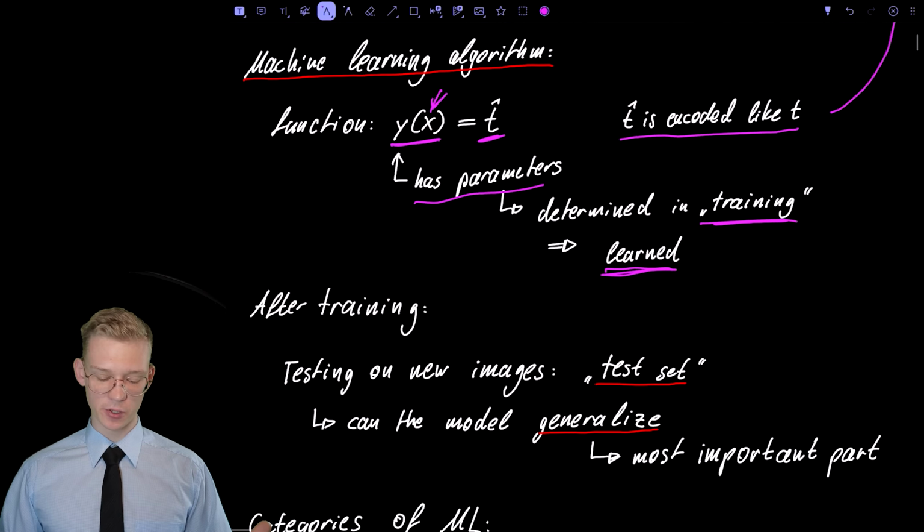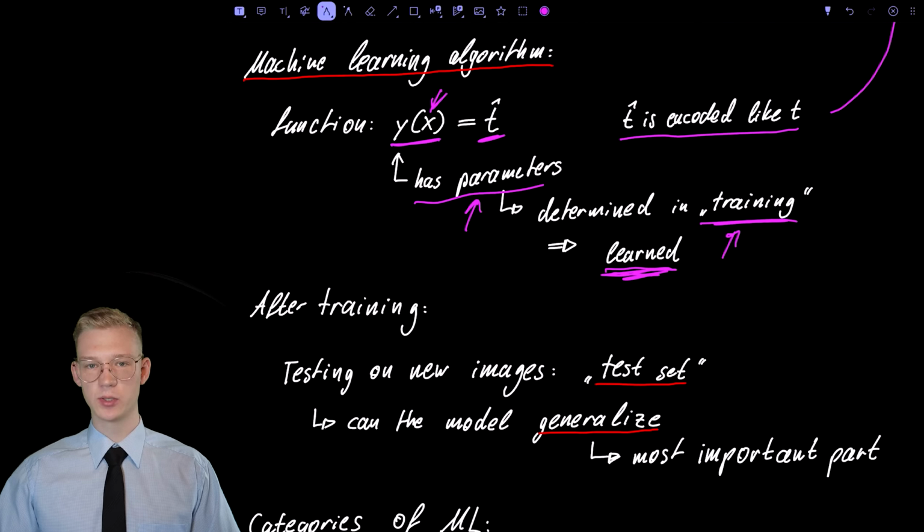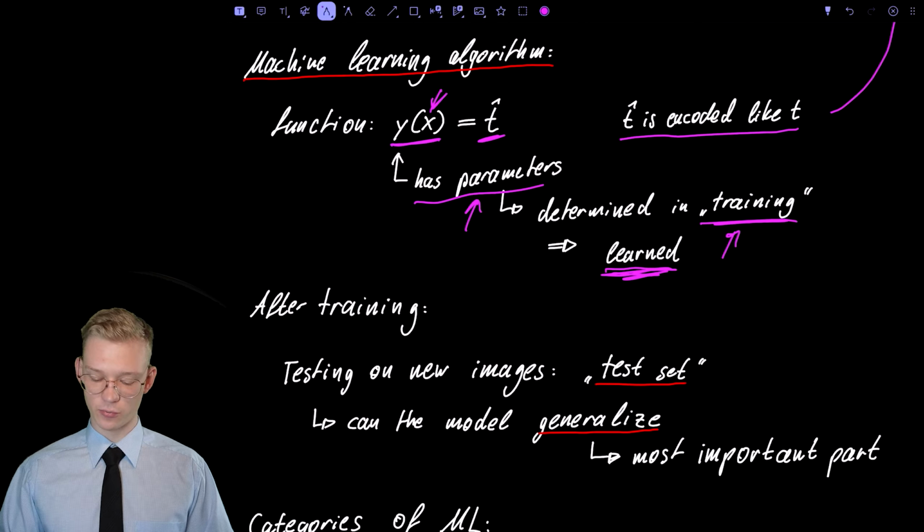So this is just the first part, because after the computer learned the pattern, it learned those parameters in training that describe this function, we can test new images to see if the computer actually learned something, or it just assigned random variables to random inputs.